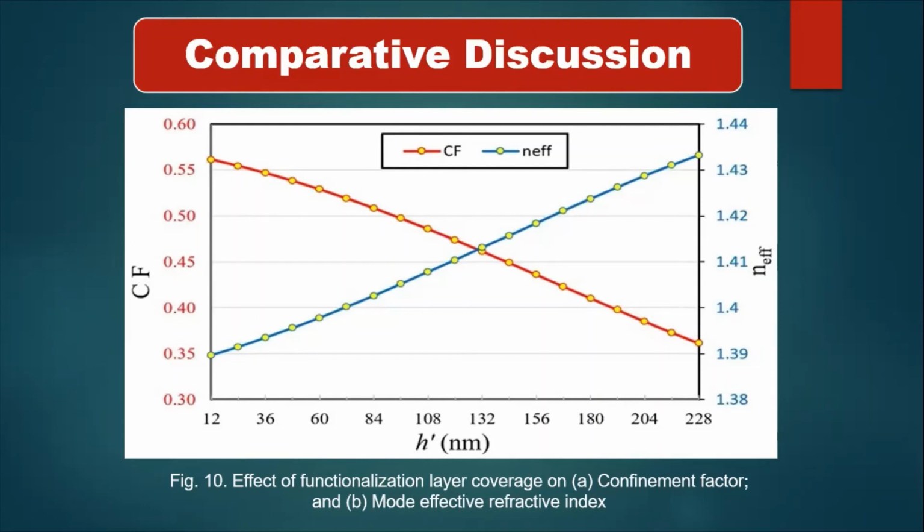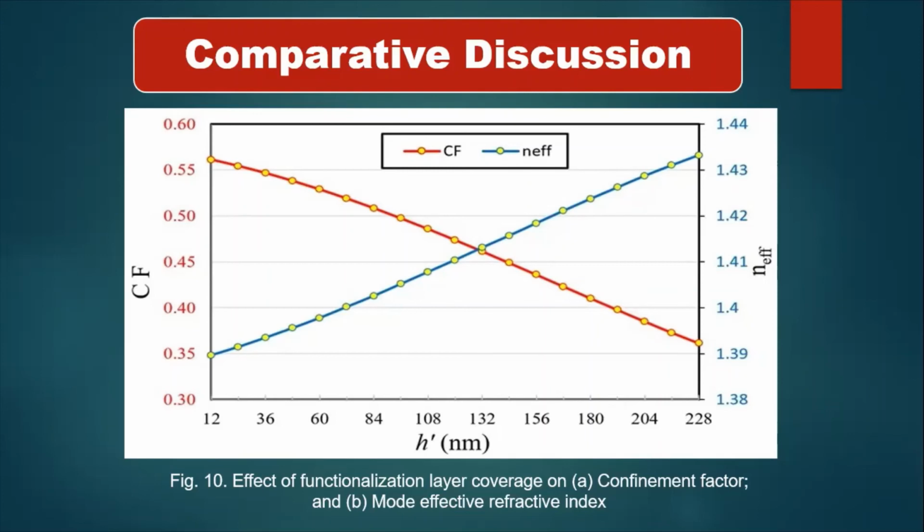Before we jump into interpreting this graph, let us see what confinement factor is. Well, confinement factor is the ratio of power flowing through the desired region to the power flowing through the entire region. So for taking out the confinement factor, we took the area between the silicon nanowires as our desired region in the numerator part and the area of the waveguide as the denominator part. From this ratio, we obtain the confinement factor. We observe that with increase in functionalization layer coverage, the confinement factor decreases.